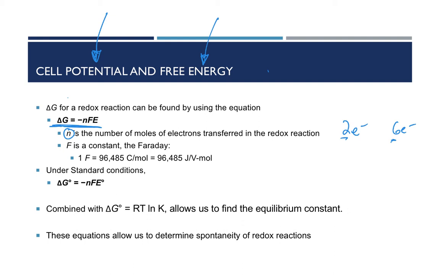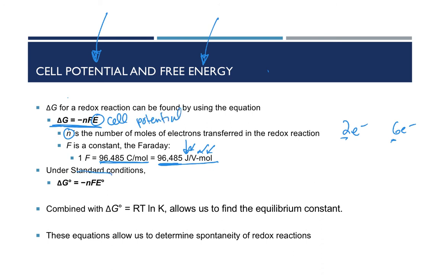Okay. F is the Faraday constant, which is 96,485 coulombs per mole, or 96,485 joules per volt mole. Okay. Note again that this is done in joules as we sit there. And of course, E is the cell potential. Okay.